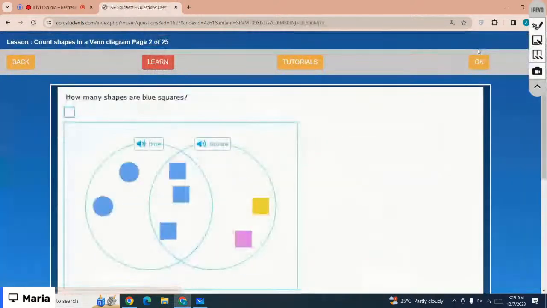Next is grade 2. How many shapes are blue squares? Which is the correct option? The blue also and the square also. So, which is the correct option?